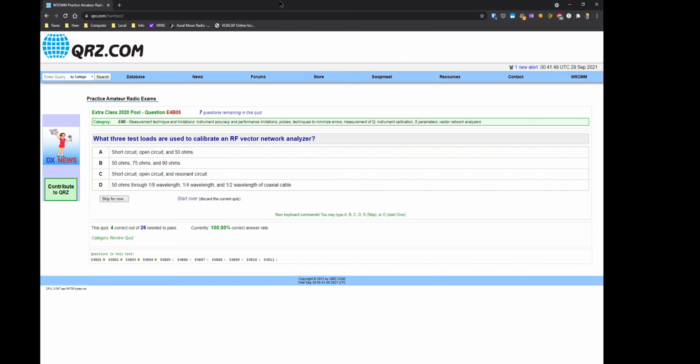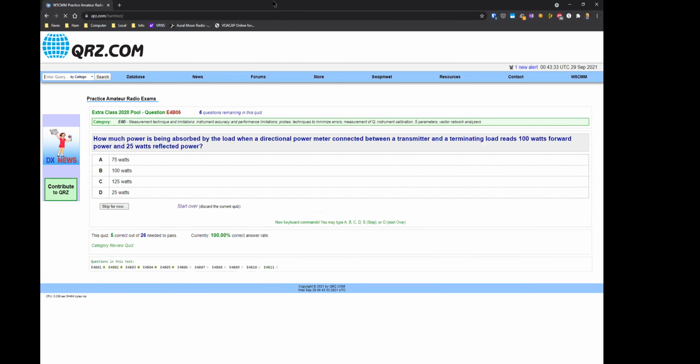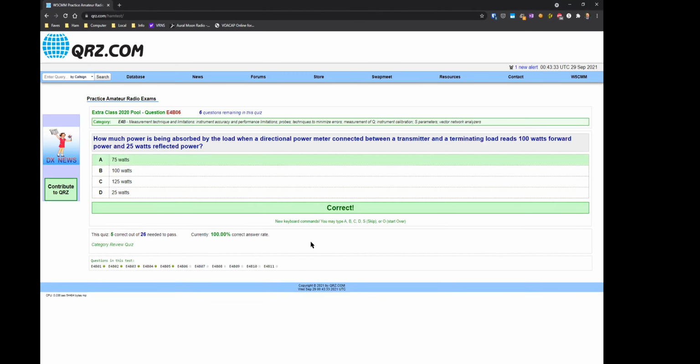And it came with the 3 test loads: short circuit, open circuit, and 50 ohms. How much power is being absorbed by the load when a directional power meter connected between a transmitter and a terminating load reads 100 watts forward power and 25 watts reflected power? A. Yeah, 75 watts.